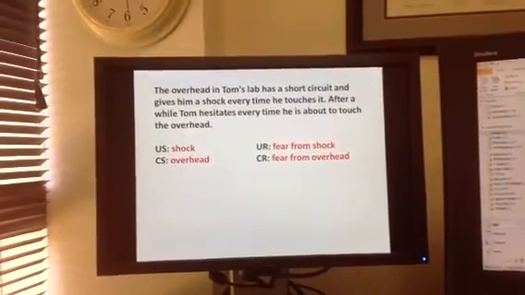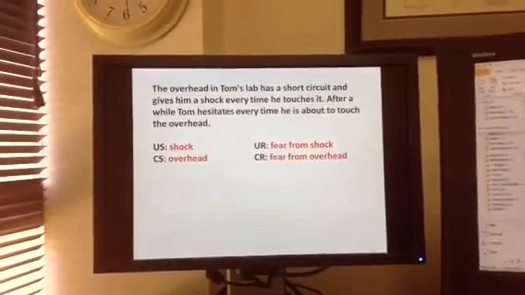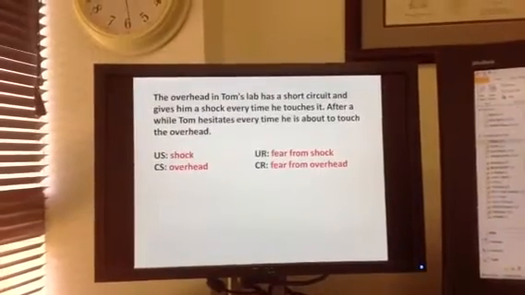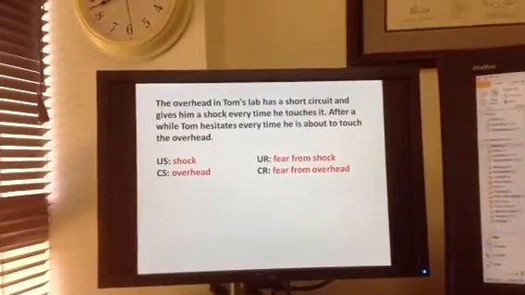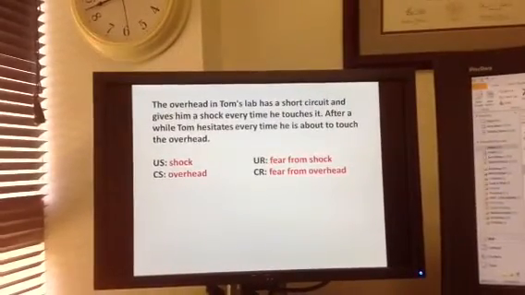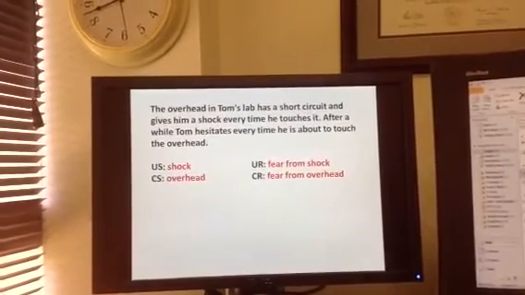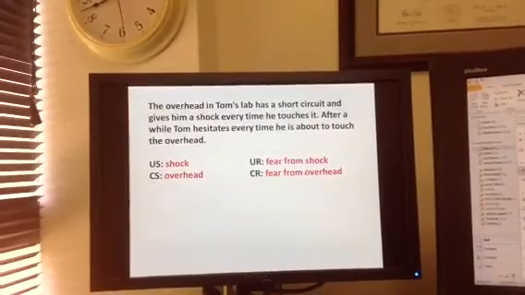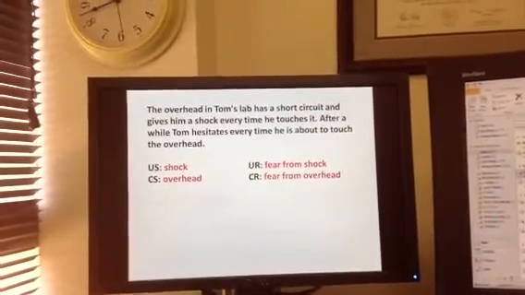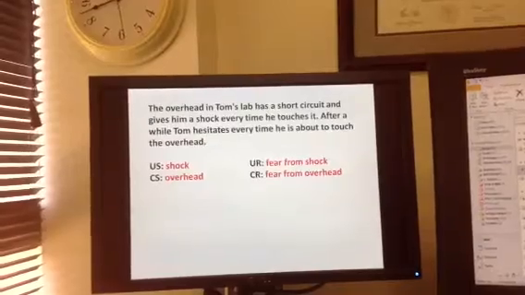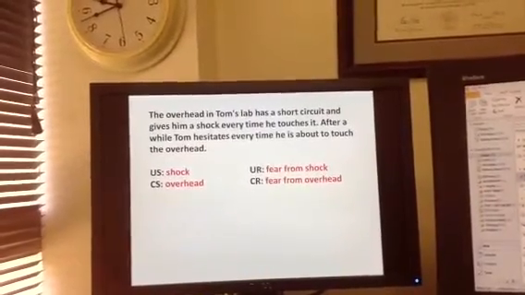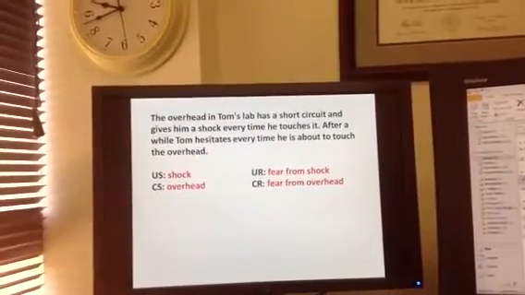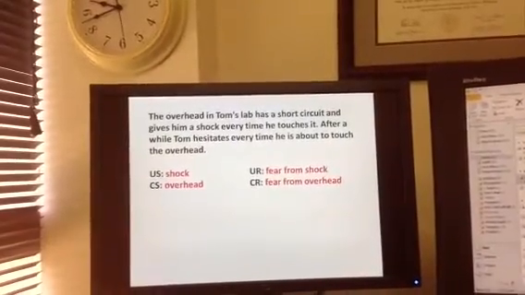The conditioned stimulus is the overhead projector. Imagine that before conditioning took place here, ask yourself, what was neutral? What could you present Tom with and there not be any kind of response? We know it's not shock because we present him with a shock and he unconditionally responds. Overhead, though, if you presented that beforehand, he wouldn't have had a response at all about the overhead.